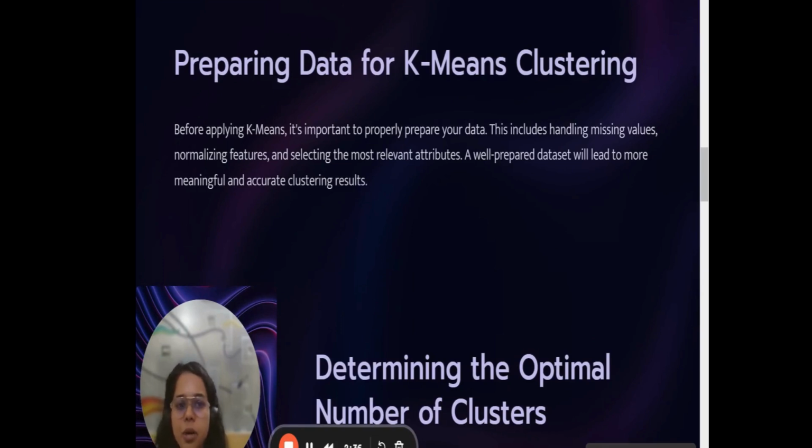Now, preparing data for K-means clustering. Before applying K-means, it is crucial to properly prepare your data. So, how can we prepare the data? Firstly, we handle missing values, that is, replace or remove missing data points. Secondly, normalize features, that is, scale your features to ensure fair comparison. And third is select relevant attributes, that is, choose the most important variables for clustering. A well-prepared dataset leads to more meaningful and accurate clustering results.